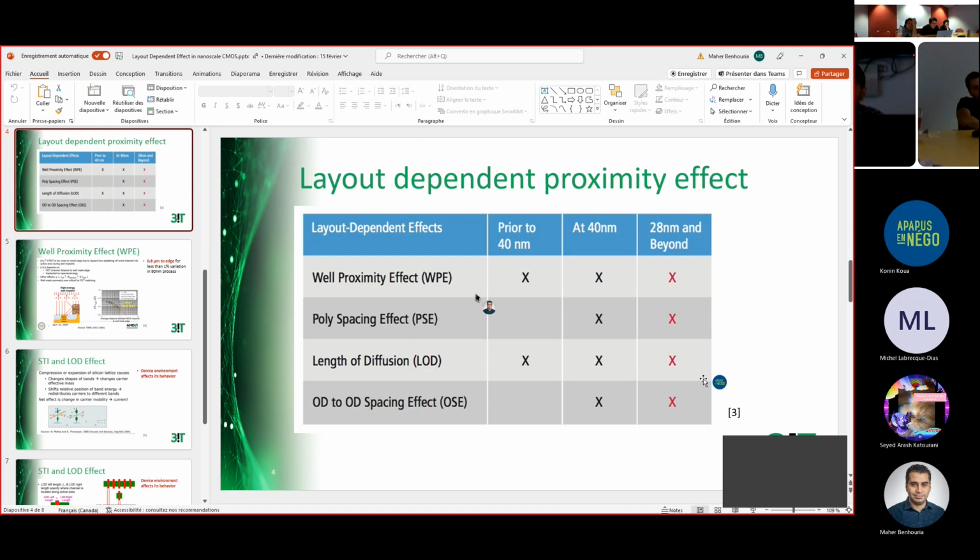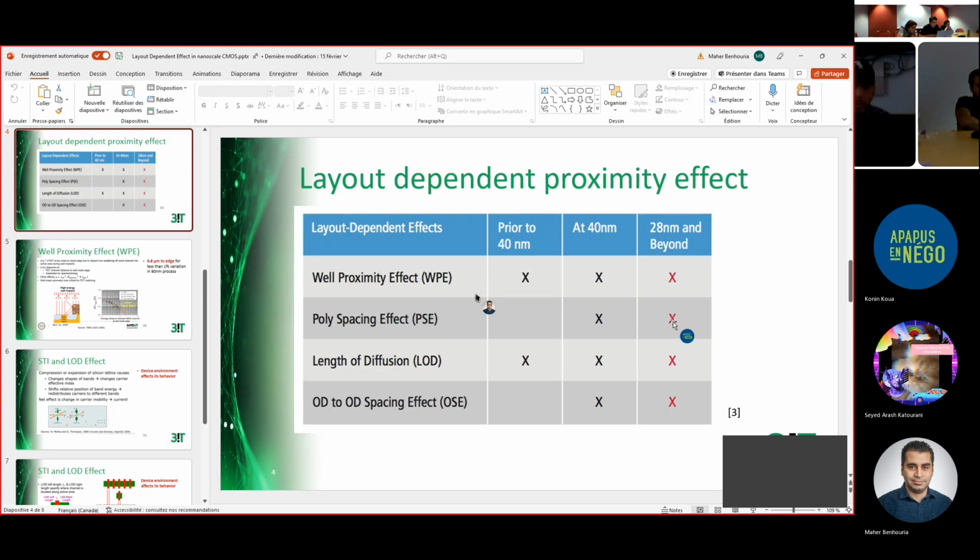I don't know if you talked about this one already. We talked a little bit about length of diffusion. So this one here, I will give just very general knowledge about that.